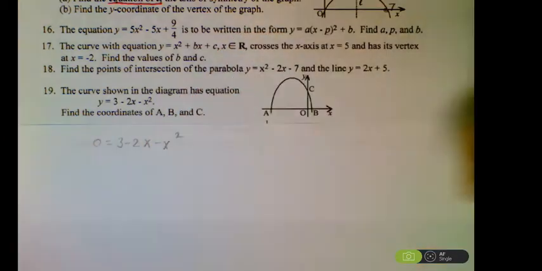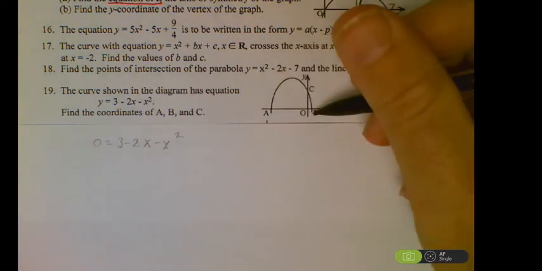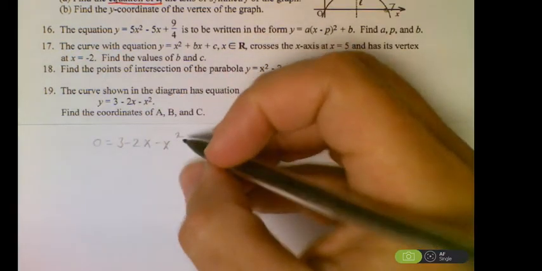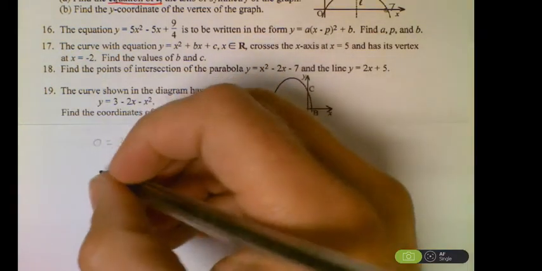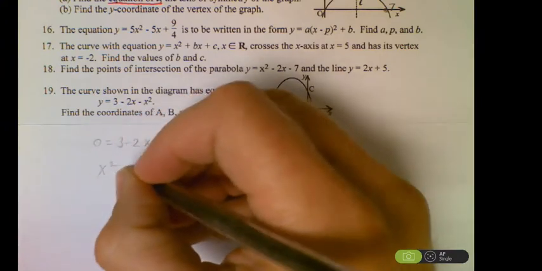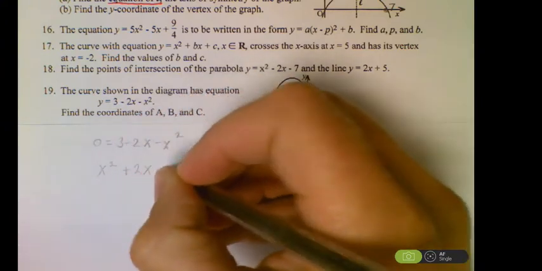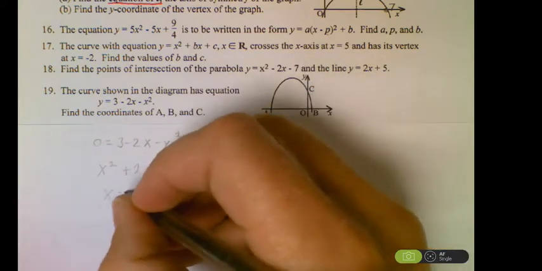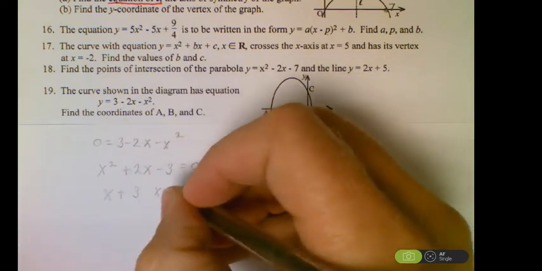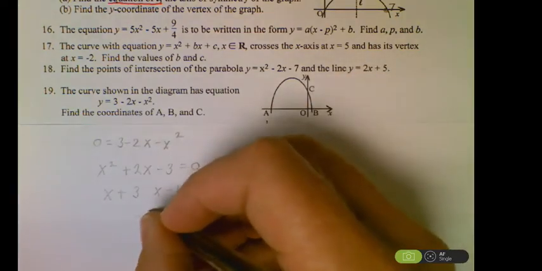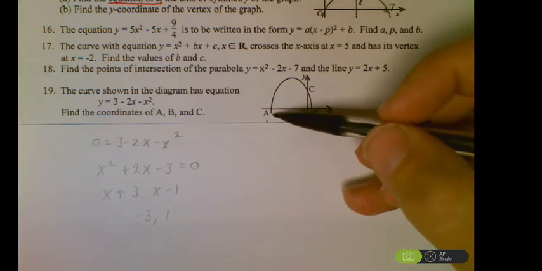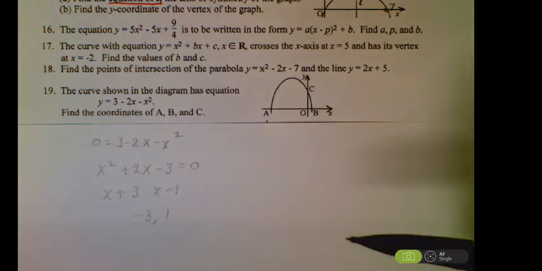then we're going to just solve that basic quadratic in order to get the x values for A and B. I would probably want my leading term positive, so I'd throw everything onto the other side. So I'd be looking at x plus 3 and x minus 1. So -3, +1. So we know those are our values for A and B. Obviously A is the -3 and B is the +1.